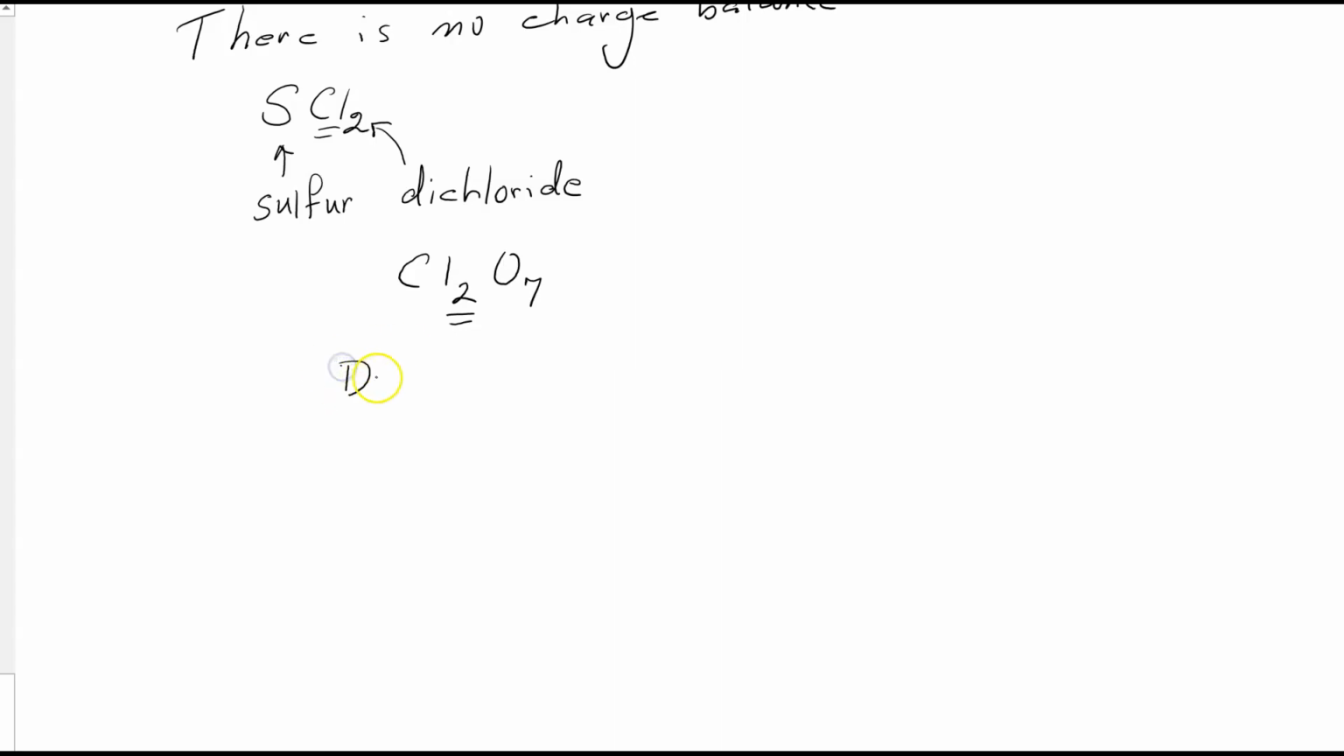So we say this would be dichlorine, and here we have a 7, which is hepta, and we would name this as the oxide. It would be hepta and oxide, so we drop one of the vowels, the A, on the hepta. So we have dichlorine heptoxide. And this is the general procedure for all these nomenclatures that you have, which are covalent compounds.